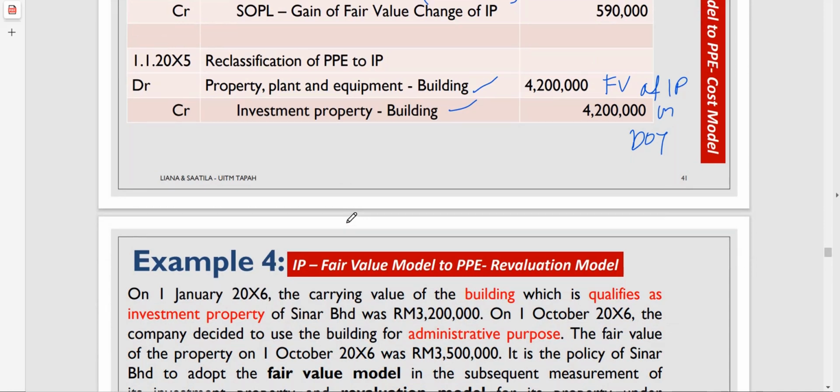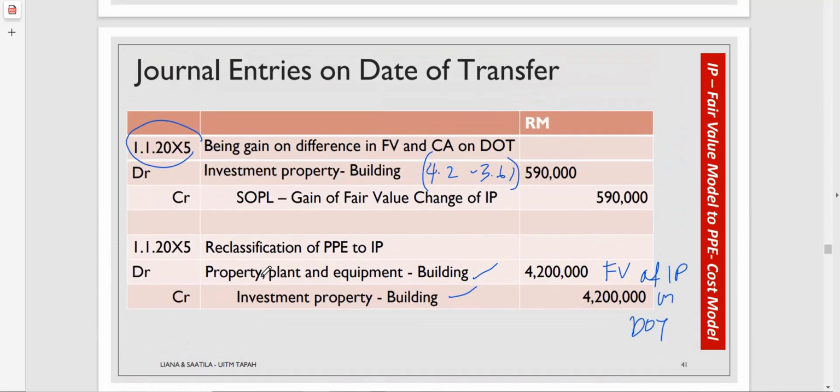So we'll stop for these two examples. We'll continue in our next video with example 4, our other example.